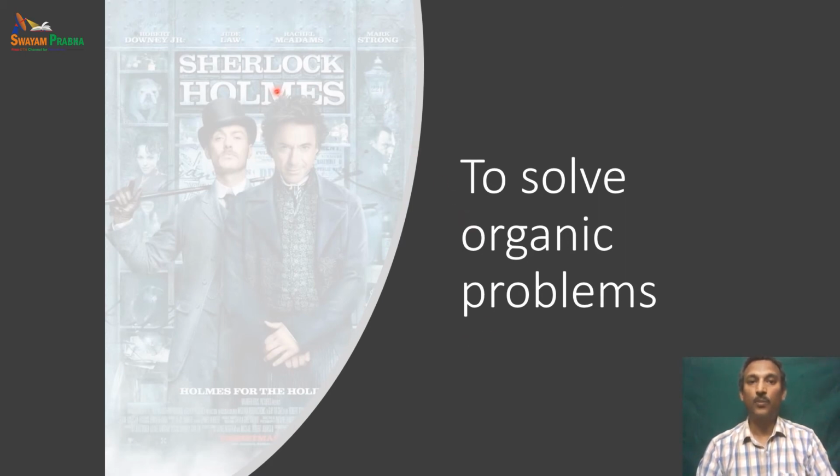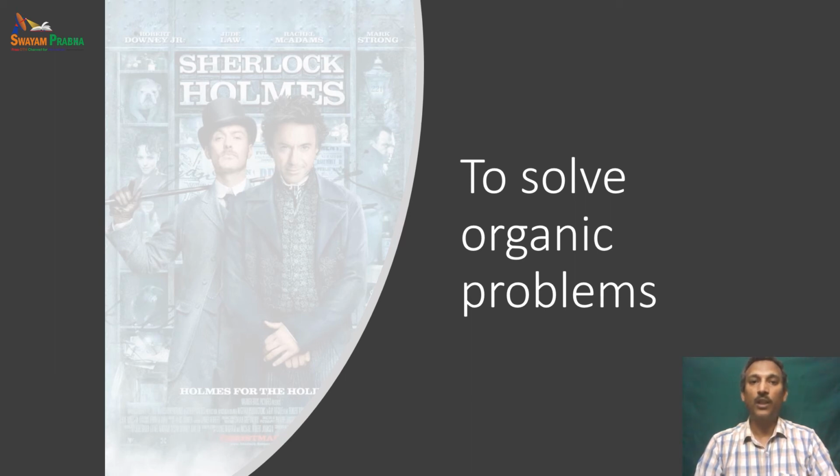Now, here I put the most important one. So to solve organic chemistry problems, you have to be like Sherlock Holmes. So what is the main rule Sherlock Holmes follows in solving his problems is, he will rule out all the impossible ways or paths. But improbable can happen. That is how he says.